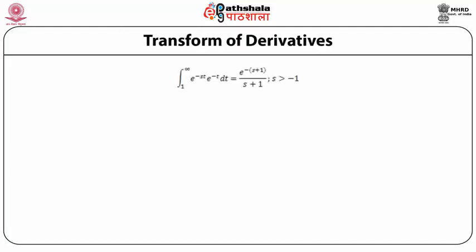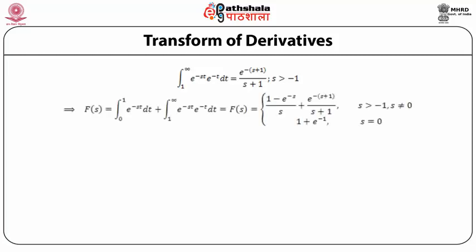Integral going from 1 to infinity of e raised to power minus st into e raised to power minus t dt is equal to e raised to power minus (s plus 1) divided by (s plus 1), for s greater than minus 1. We can write the Laplace transform capital F of s as the integral from 0 to 1 of e raised to power minus st dt, plus the integral over the limits 1 to infinity of e raised to power minus st e raised to power minus t dt.